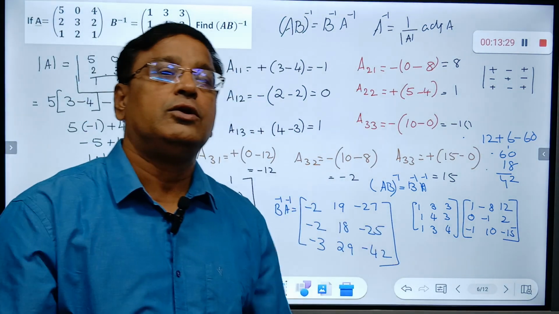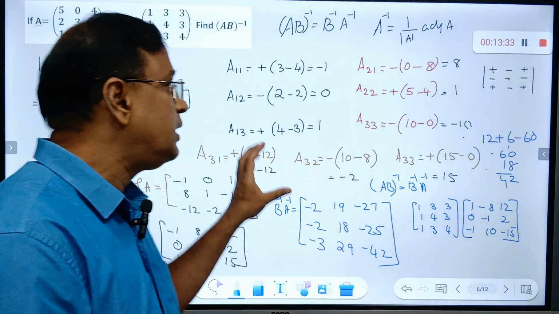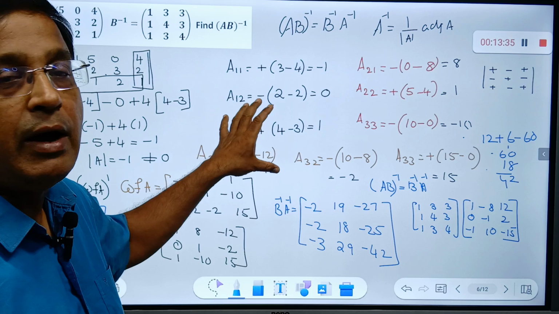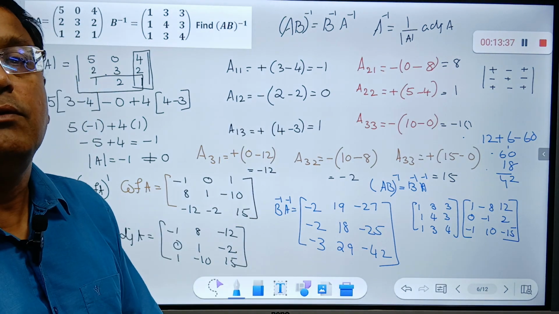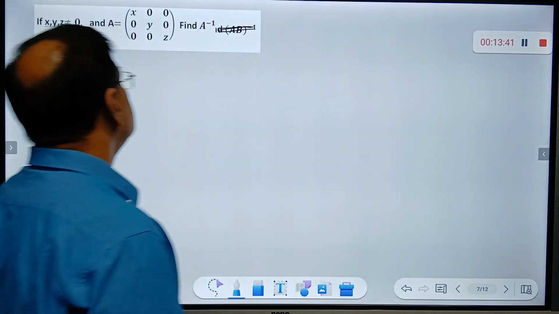You need to totally concentrate on these problems, otherwise you can go wrong. So be careful about it. This is a very high potentially 5-mark question. Okay, let's go to the next question.